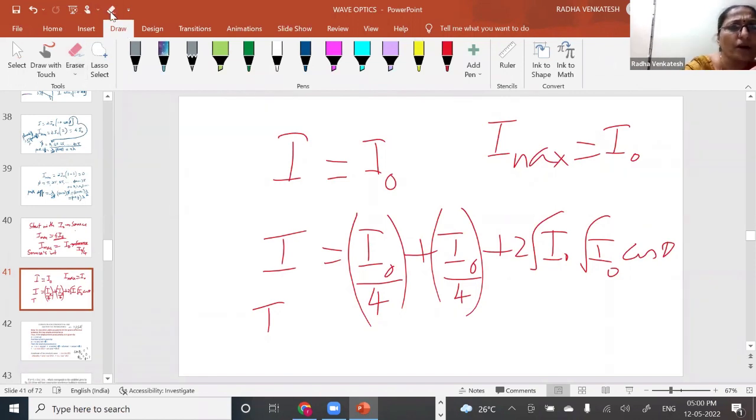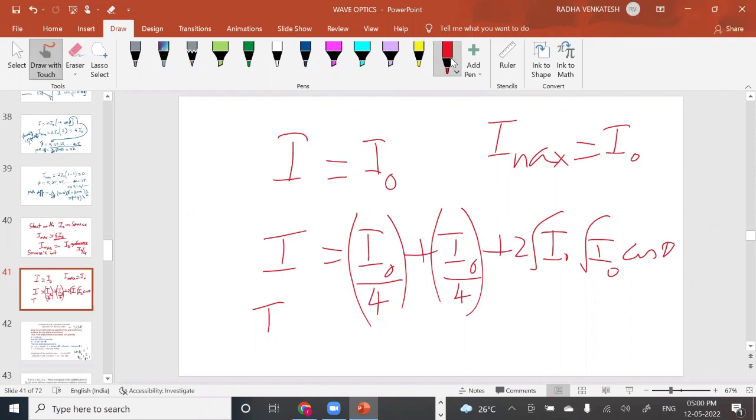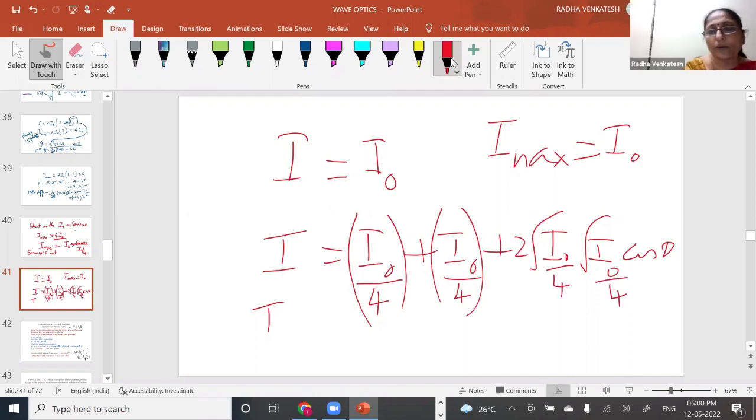So that's a very important point that I always want to tell children, let us understand this point. So this will also be I naught by 4. Now I can find out I if cos phi is given, correct? Let me understand this one point, which will be very, very helpful for your problem solving.